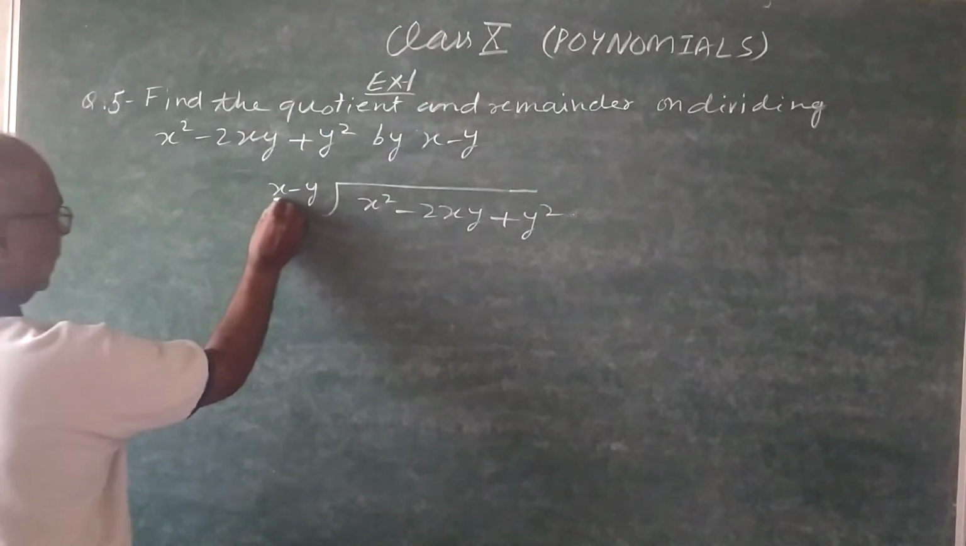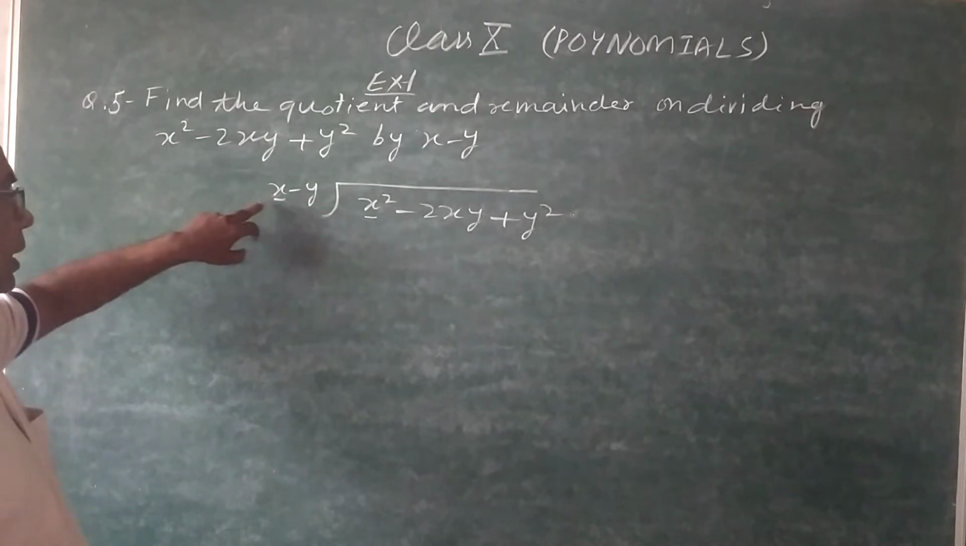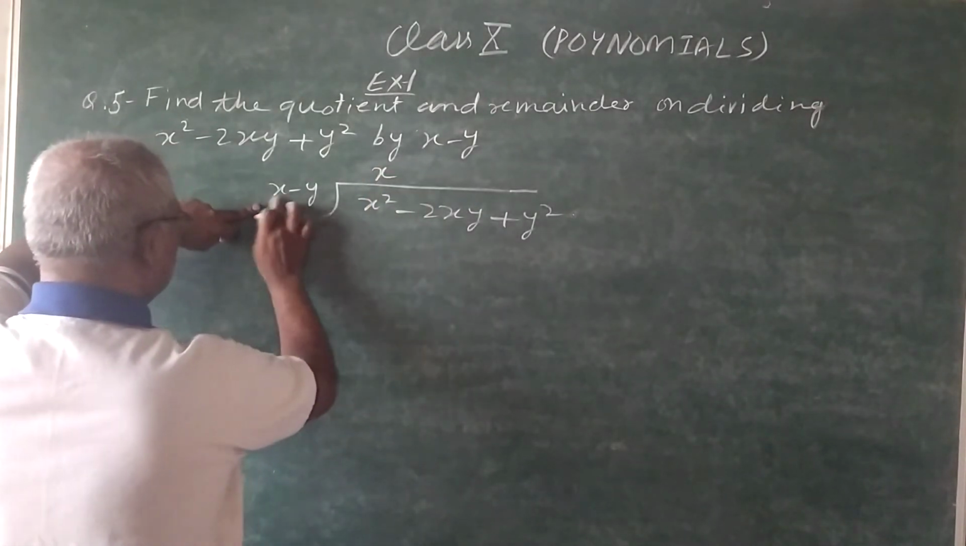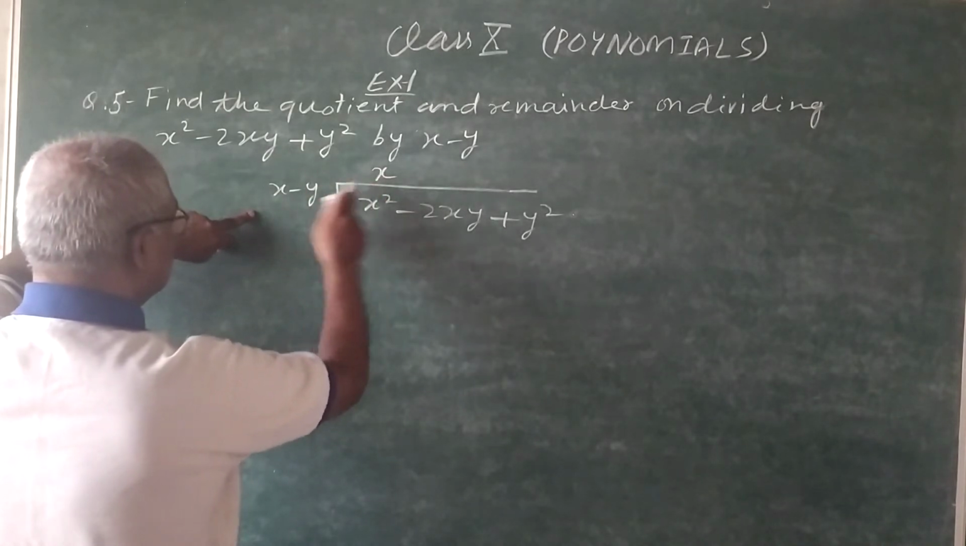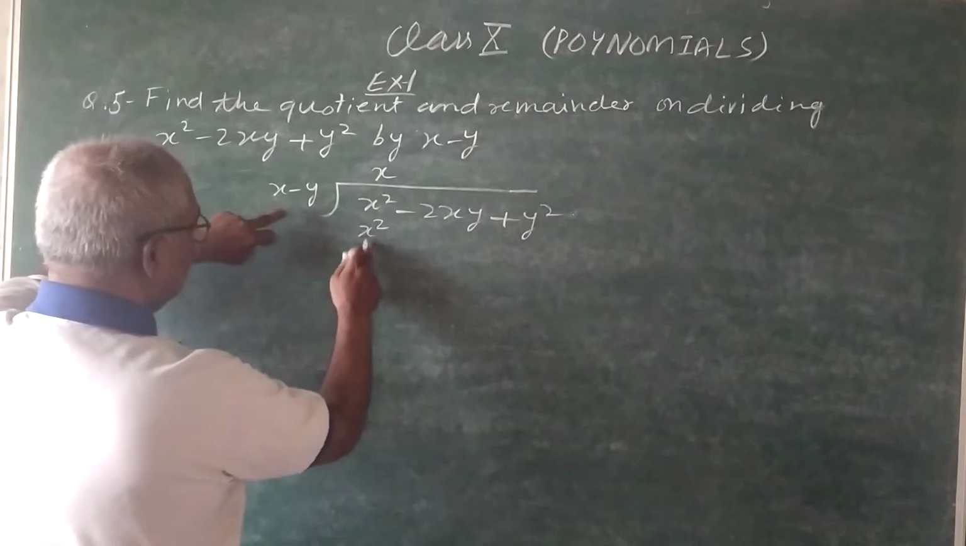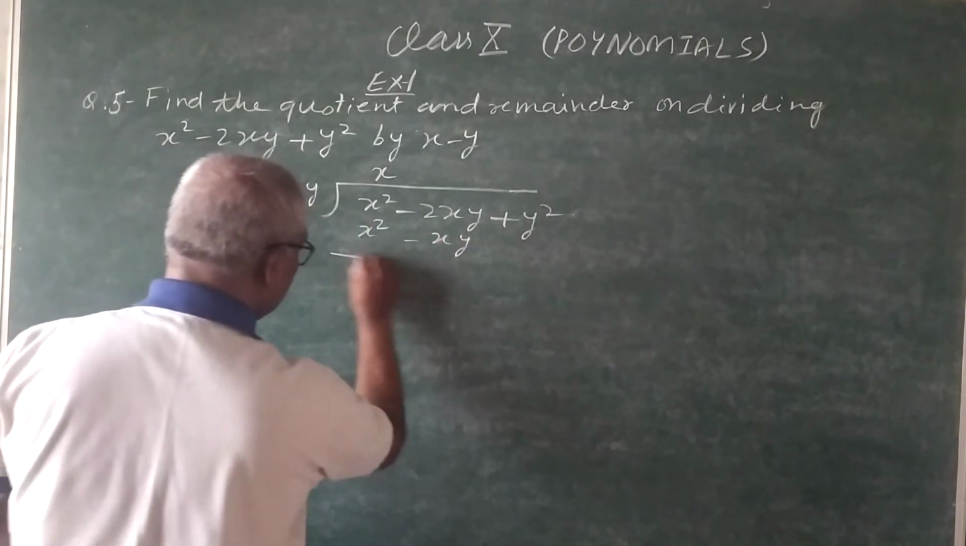First you can see here only the first terms. So x square is divided by x square, so it takes x times. So you can write here x and multiply to this one. So x square, x multiplied to x square, and here is minus xy. So you can write minus xy.